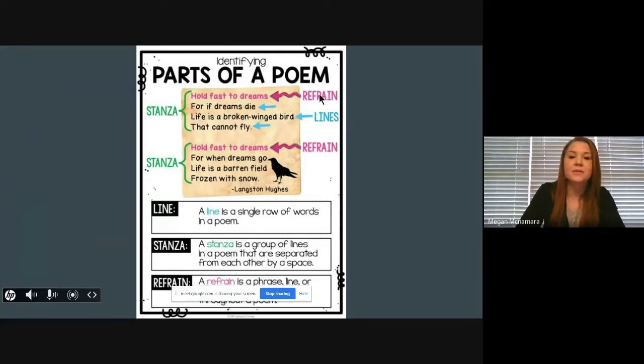And then poems also have something called a refrain. A refrain is something that repeats in the poem. It's a lot like a chorus in a song that will repeat throughout the song. So a refrain is a lot like a chorus in a song.